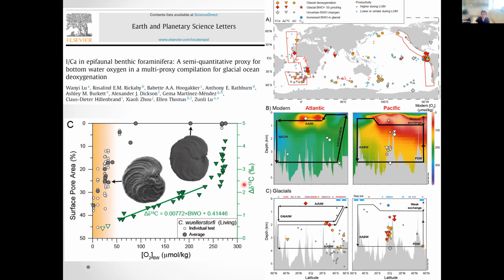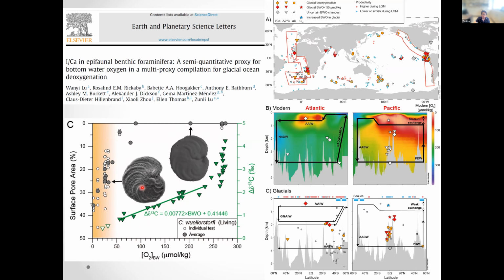If you subtract the delta C13 between these two foram species, you find a correlation between this delta C13 gradient and the bottom water oxygen. So here you can be a little bit more quantitative about the bottom water O2 value.